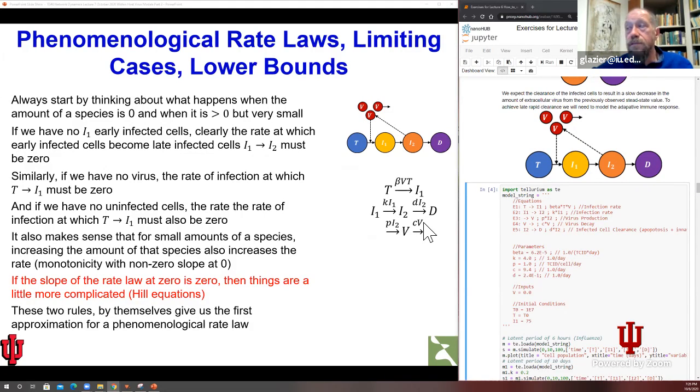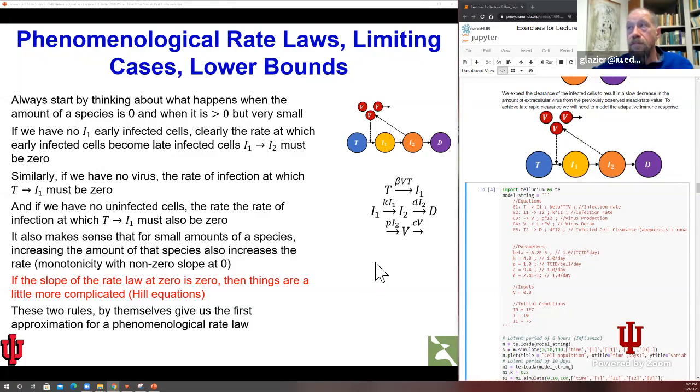And so all of these linear forms come about from this kind of argument. If I have no I1s, the rate at which I produce I2s is 0. If I have no I2s, the rate at which I produce Ds is 0. If I have no virus, the rate at which I produce I1s is 0. If I have no Ts, the rate at which I produce I1s is 0. If I have no I2s, the rate at which I produce virus is 0. And so that very simple argument tells me that everything has to go to 0 at 0.